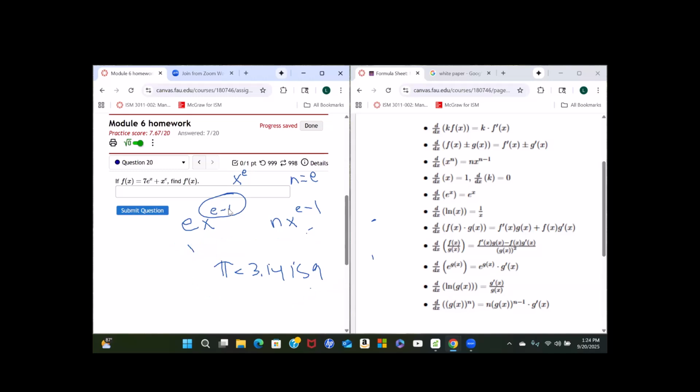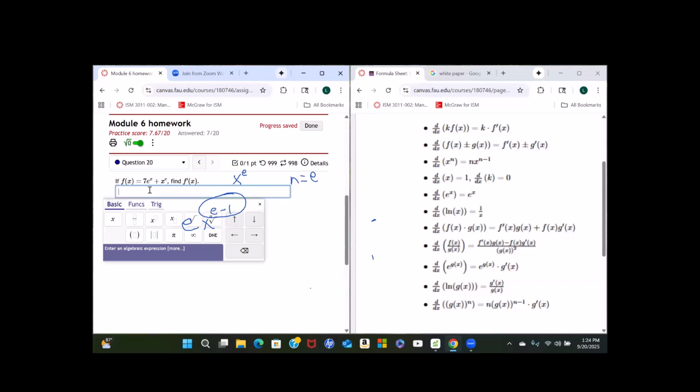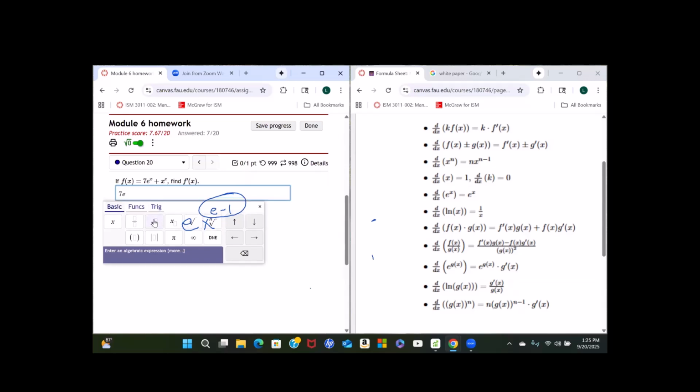Yeah. And then for the derivative, it would just be 7e to the x plus e x to the e minus 1. Because remember, you bring that exponent forward. n is equal to e. So e x, and then e minus 1.